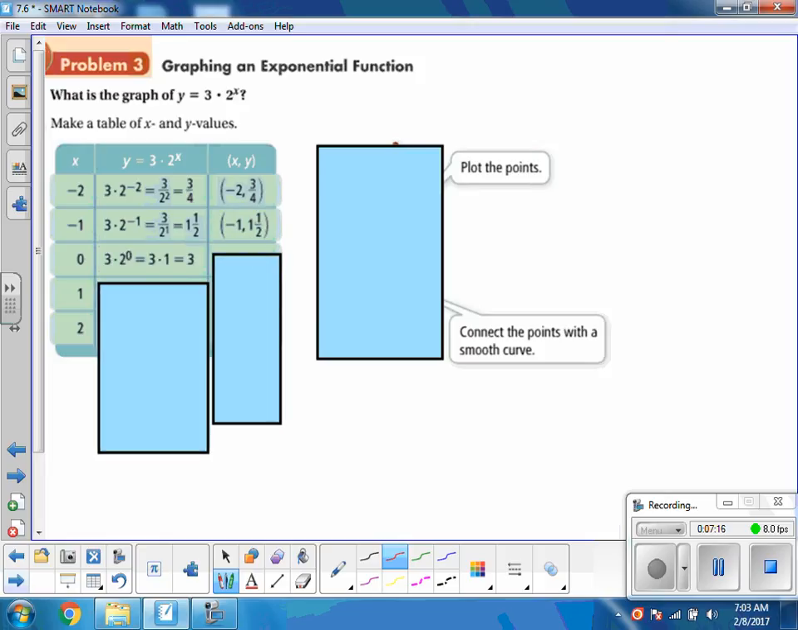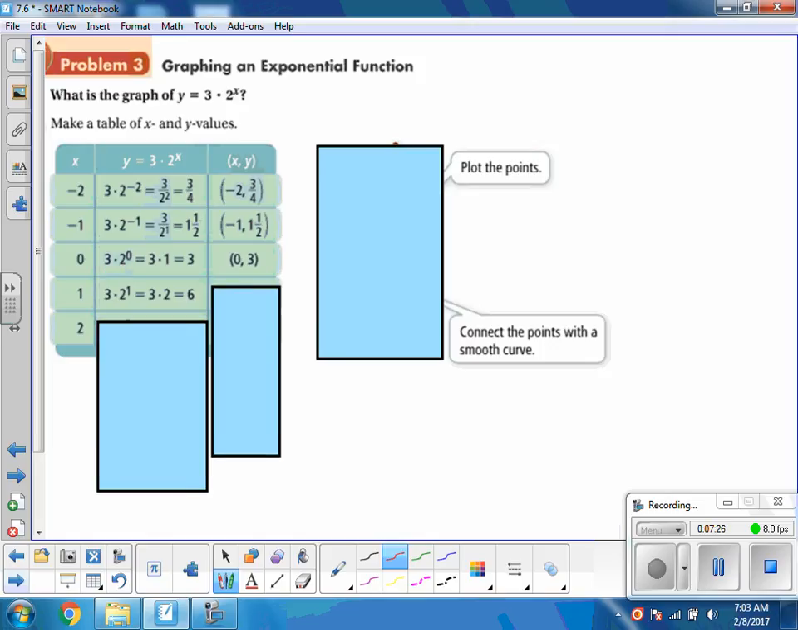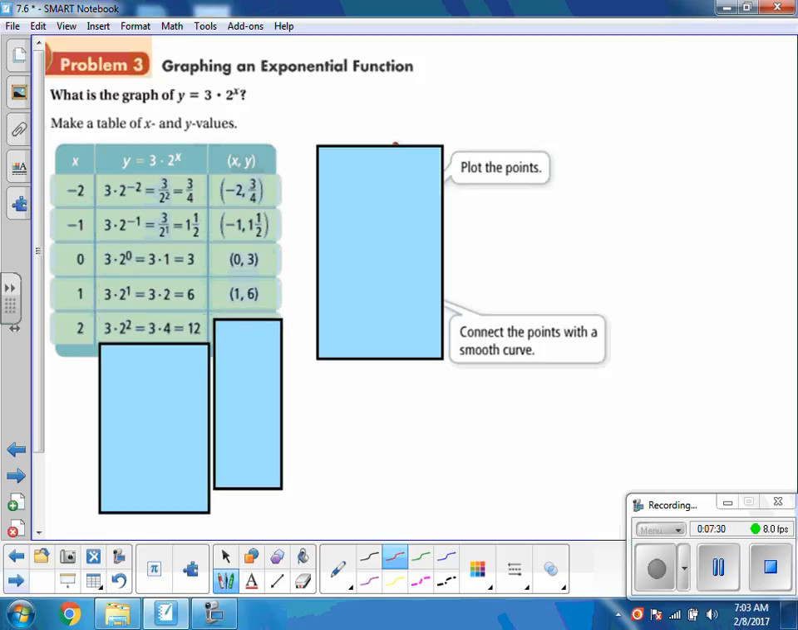0, next, and easy, because 2 to the 0 power is 1. So 3 times 1 is 3. So I have a point at 0, 3. And I plug in 1, and so that's going to be 6. I plug in 2, so 2 to the second power is 4, so 3 times 4 is 12. So you can see that it's actually growing pretty fast here.